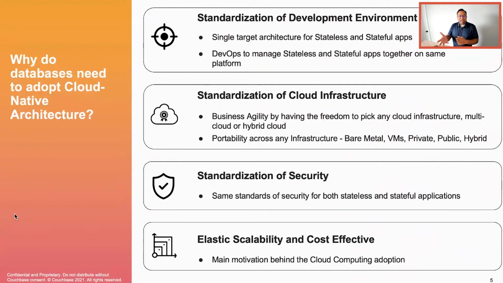Right? Deploying and running your stateless and stateful applications on a single target architecture will remove that impedance mismatch and simplify the whole developer and DevOps experience. From a business perspective, it gives you the freedom and the power to pick any cloud infrastructure, multi-cloud, hybrid cloud, or in some cases, even on-prem deployments. You can apply the security guardrails, not just for the stateless, but also for the stateful applications on the single target architecture. Lastly, you achieve the elasticity and cost optimization with the cloud computing platforms.